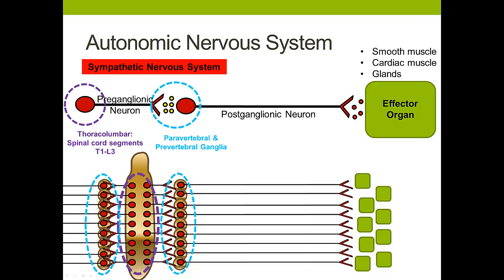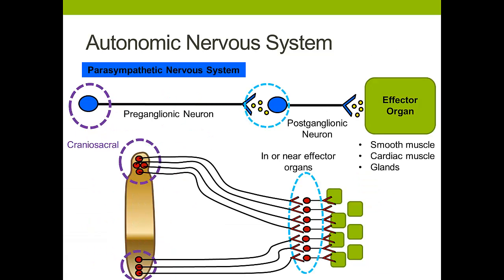In the parasympathetic nervous system, the cell bodies of the preganglionic neurons are located in the craniosacral regions of the central nervous system. The preganglionic neurons are long and synapse with the postganglionic neurons near or in the effector organs. Once again, the effector organs can consist of smooth muscle, cardiac muscle, or glands.